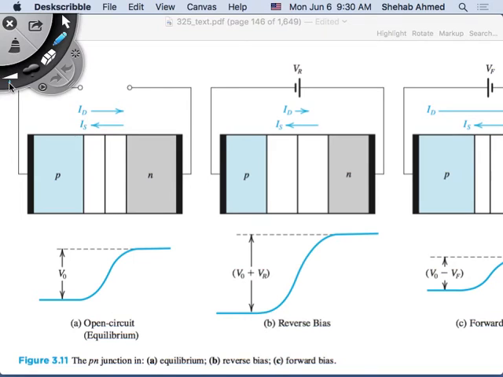Remember, we have built an electric field this way, and this electric field causes the potential difference this way. What is this external voltage doing? This external voltage is helping build a larger electric field, meaning a larger voltage difference, the barrier to diffusion being high. So it's aiding saturation current, but it's limiting diffusion current.